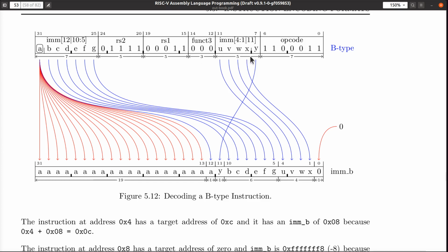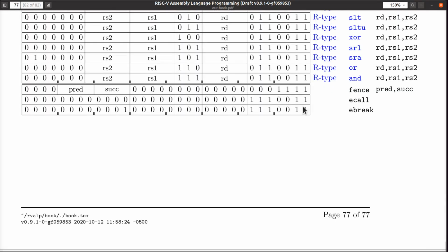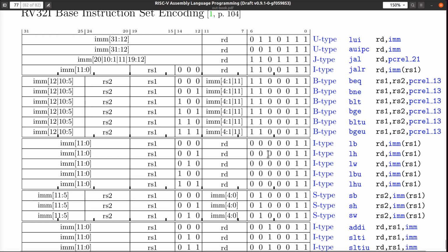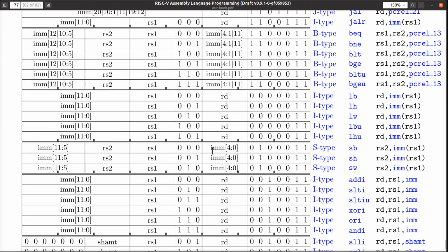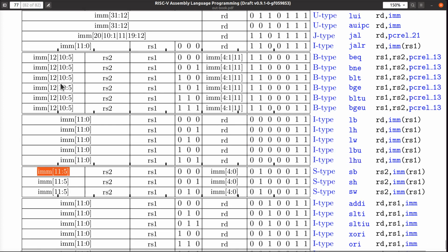Well, it's because of this 0 over here. Remember, save money at all costs, right? We're going to try and save money on the machine. Well, remember this other encoding down here that we already looked at. See this one down here? This is the S-type instructions. In the immediate up here, look what's going on with the B-type. See what it has, like 12 and then 10 through 5. And then we have 4 through 1 and then 11. That's what this notation means here.